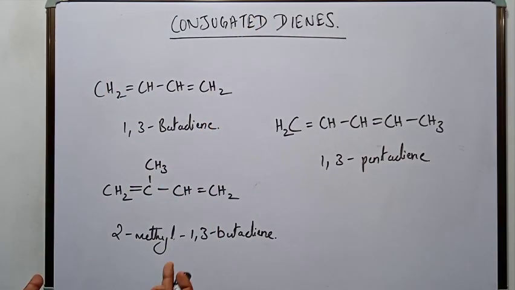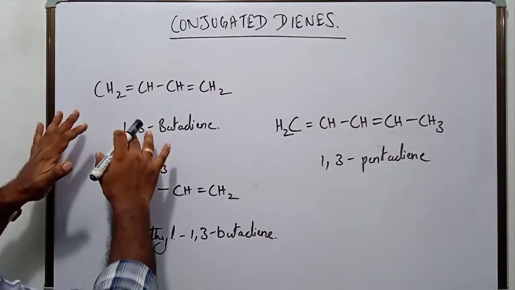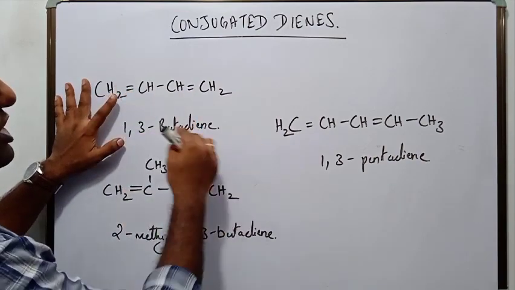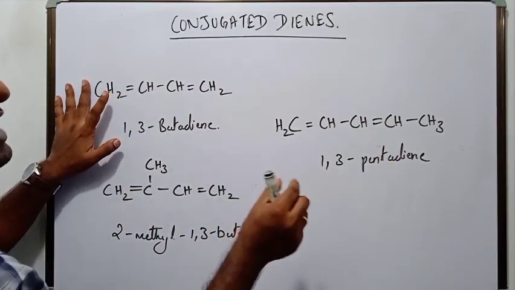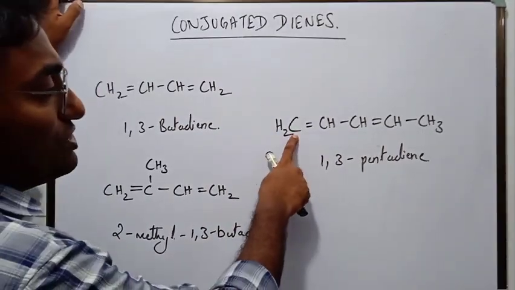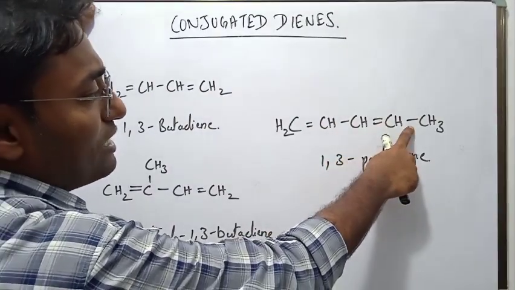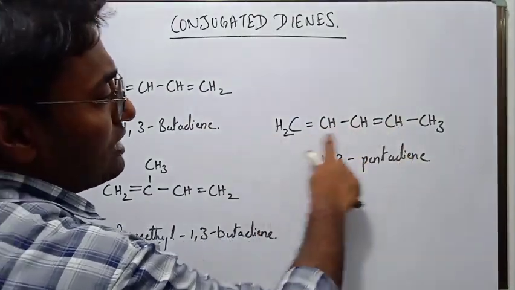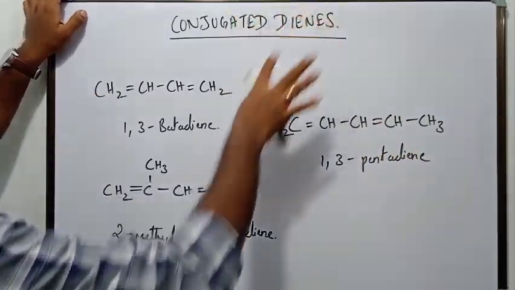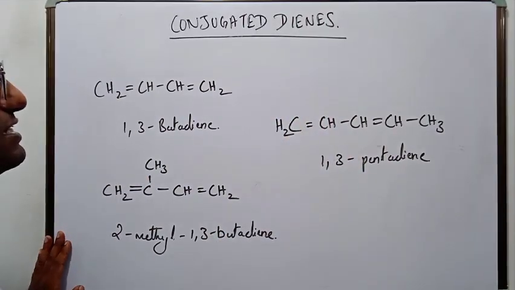There is another way of explaining conjugated diene. What is that other way? Alkadienes in which double bonds and single bonds are arranged in alternating fashion along the carbon chain. What did I say? Alkadienes in which double bonds and single bonds are arranged in alternating fashion along the carbon chain. So such kinds of dienes are called conjugated dienes. We have seen three examples of conjugated dienes.